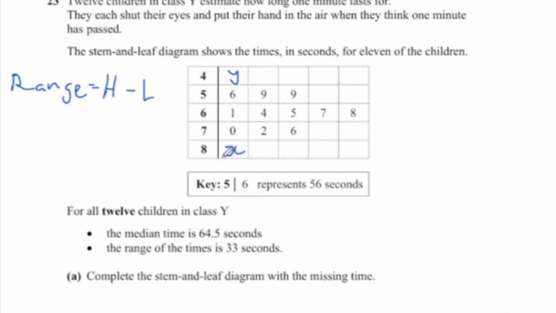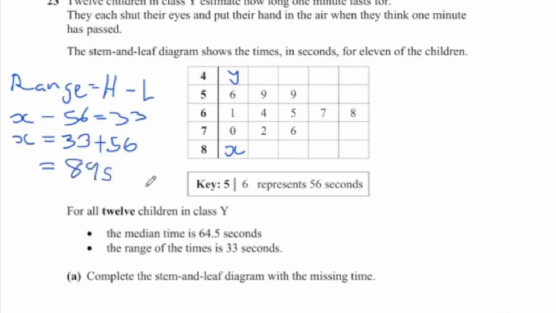Good. So let's say there is a high value here. So in that case, I will say x minus the lowest value here is 56 seconds. That gives us the range, which is 33 seconds. Good. So x is equals to 33 plus 56. So this gives us, okay, so we have 33 plus 56 giving us 89 seconds.